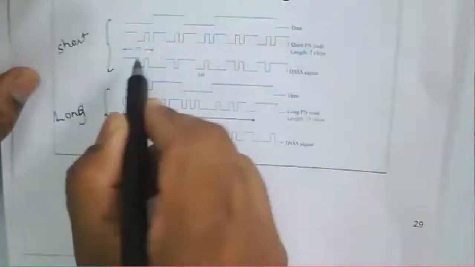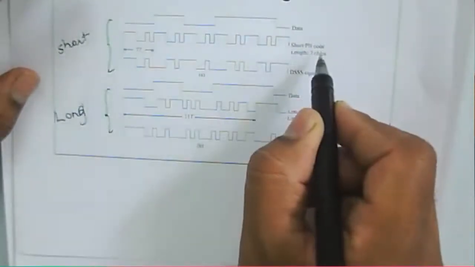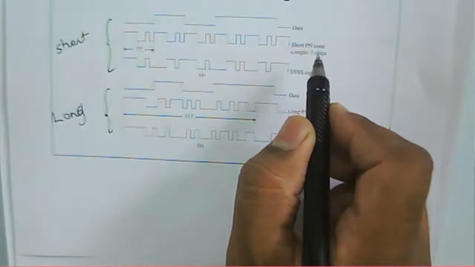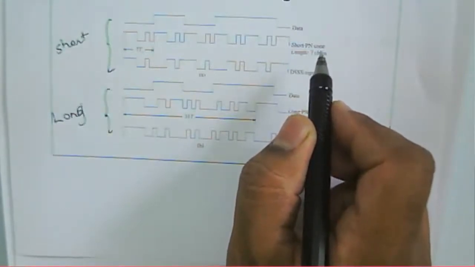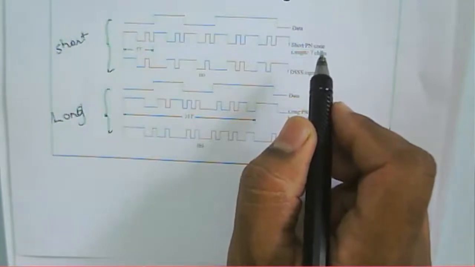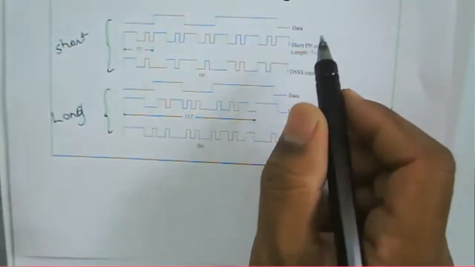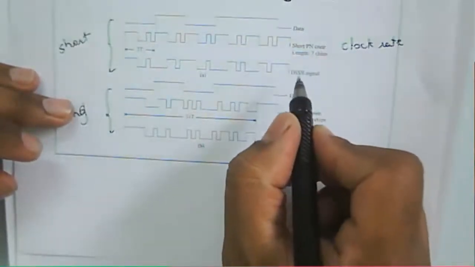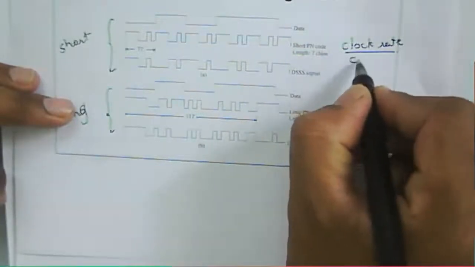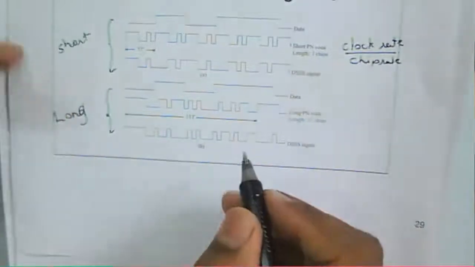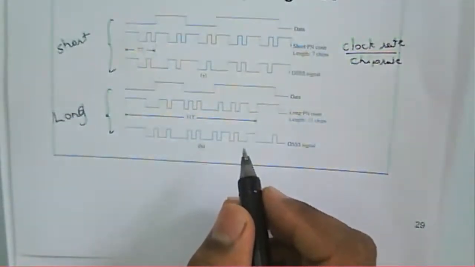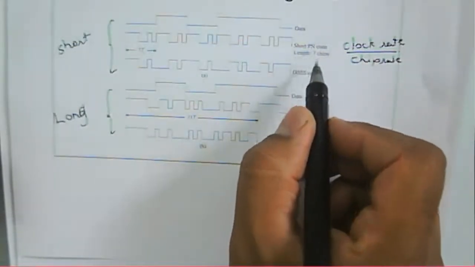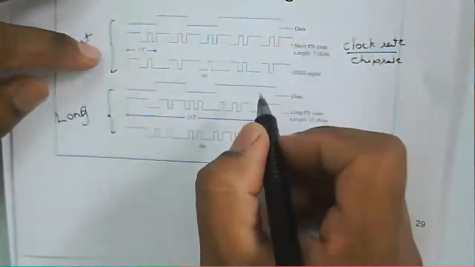So this one is about the data. We have a short PN code sequence of length 7 chips. The chip rate is the clock rate of the PN sequence, also called the chip rate. That's why we can say a short PN code of length 7 chips relates to the clock rate we have.